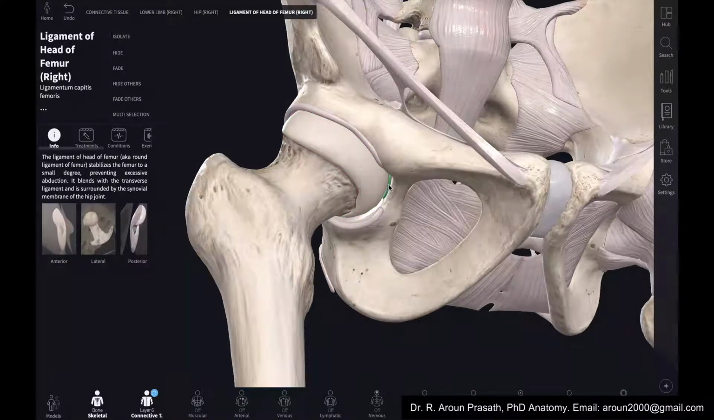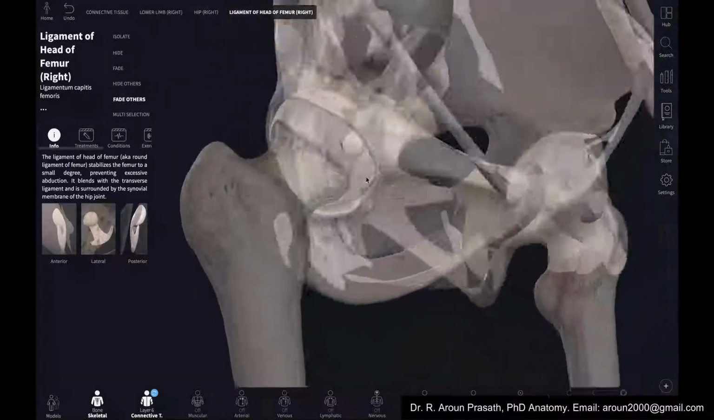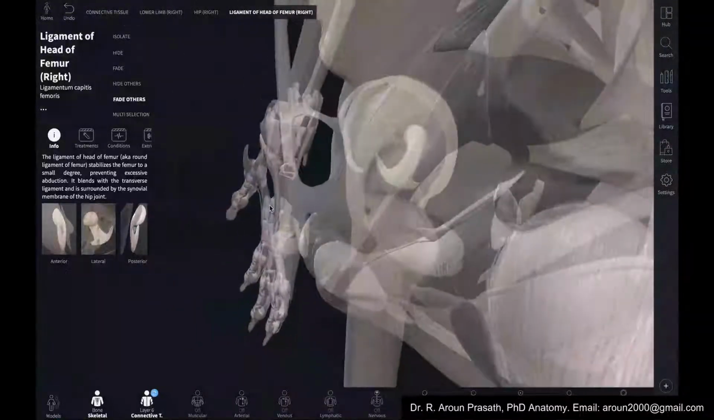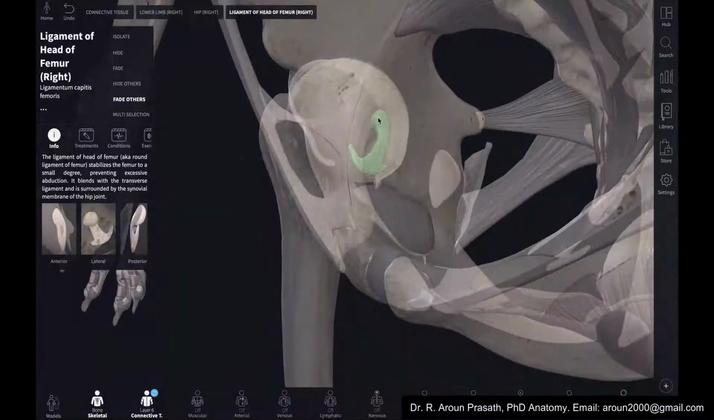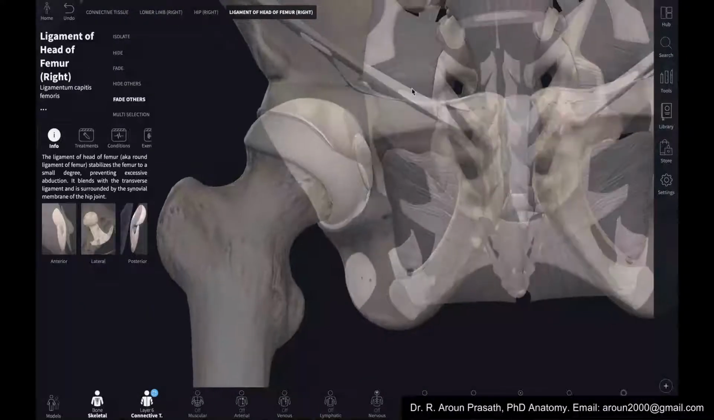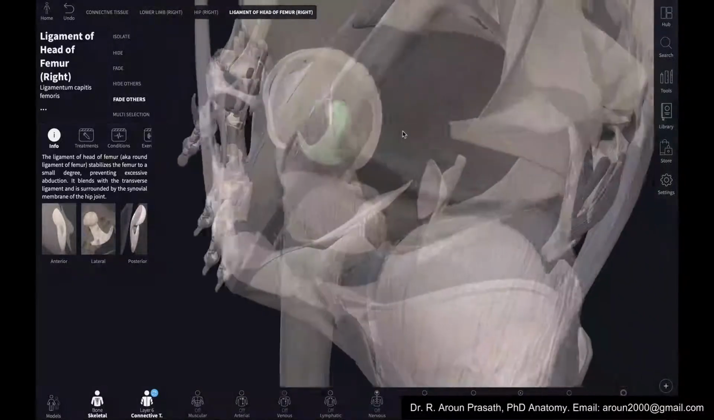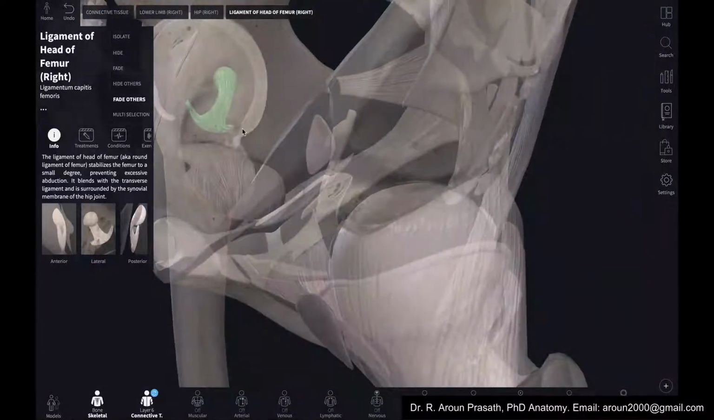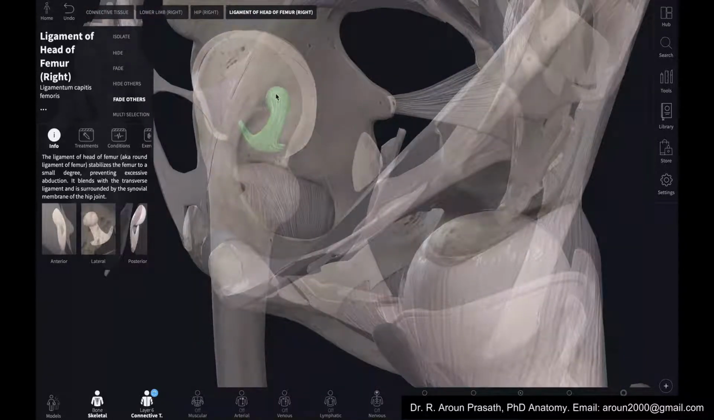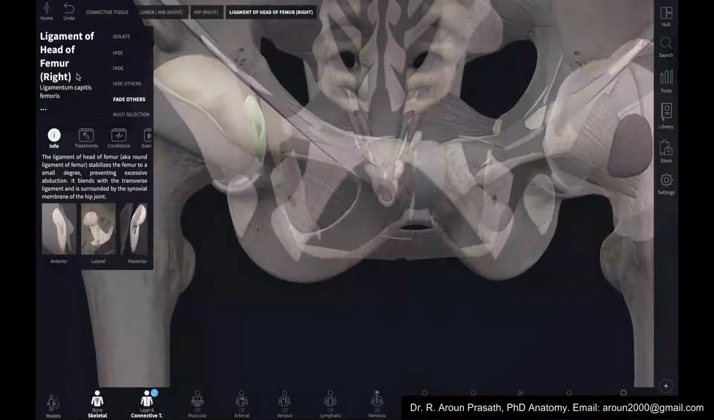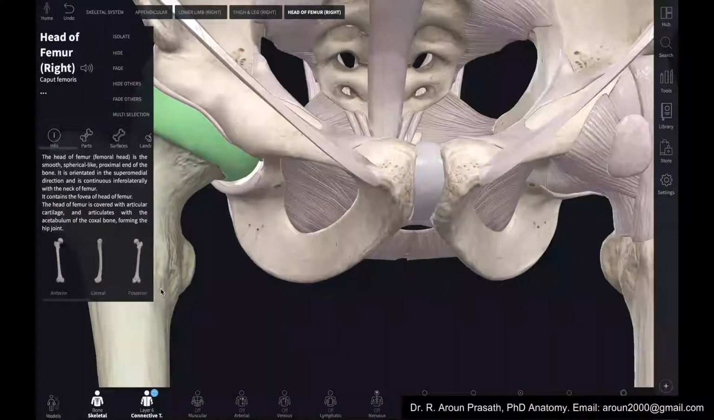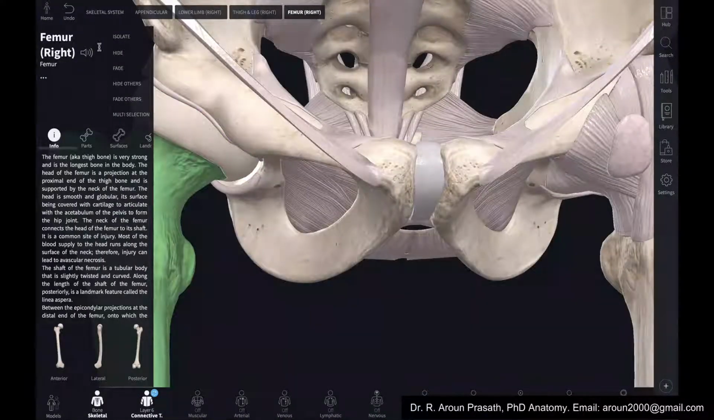This is the ligament of the head of the femur. It's called ligamentum capitis. If you see here, this is the location of the ligamentum capitis. This ligamentum capitis is attached to the acetabular notch as well as the fovea of the head of the femur. You can see here. What I will do is select the femur and show you.